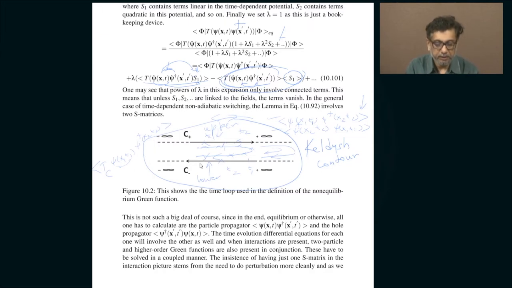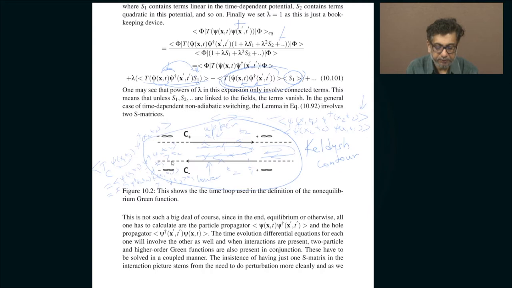So if T1 is greater than T2 on the contour, it is psi of x1 T1 psi dagger x2 T2. And it is plus or minus the other way, psi dagger x2 T2 psi x1 T1, if T2 is greater than T1, plus or minus depending upon whether it is boson or fermion. So this is the particle Green's function, and this is the hole Green's function. So this is on the contour.